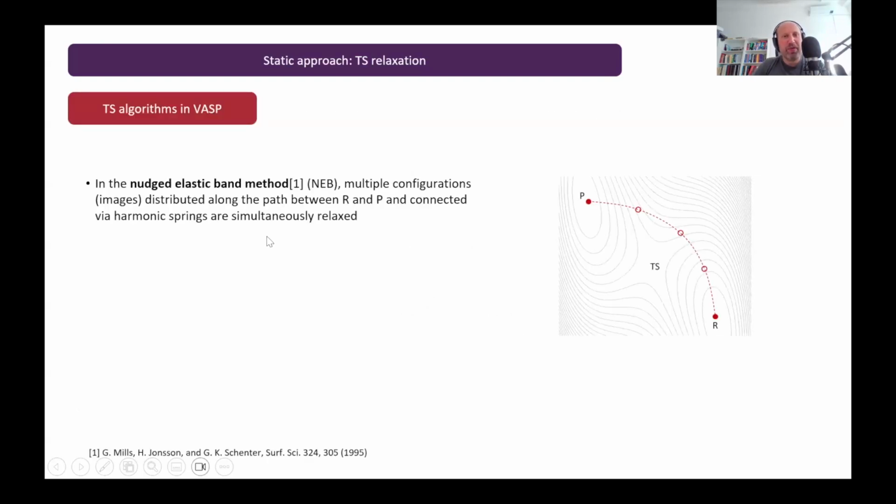Now, VASP has two different algorithms for transition state relaxation. The first one is called Nudged Elastic Band Method, or NEB. In this algorithm, multiple configurations are distributed along a path, or transformation path, defined or guessed by the user at the beginning of relaxation. So multiple images are distributed along this path. Optionally, they are connected via harmonic springs, and this whole object is then simultaneously relaxed.